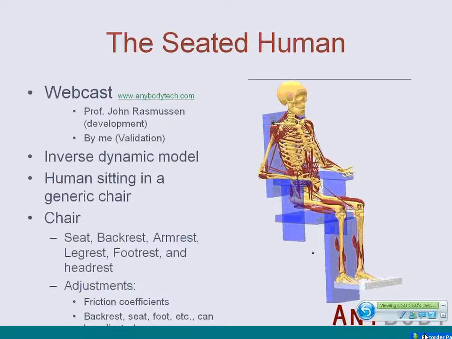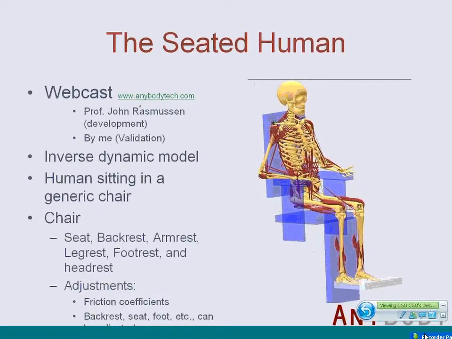Starting from the left corner up there, we have this seated human model, which is an AnyBody model, so it's made in the AnyBody Modeling System. As you see here on the right, it's sitting in a chair. It's a generic person sitting in a generic chair that can be changed in whatever way you would like. You can change the seat angle or the backrest angle and the height of the footrest, all the stuff that you would do in a normal chair or a normal wheelchair.